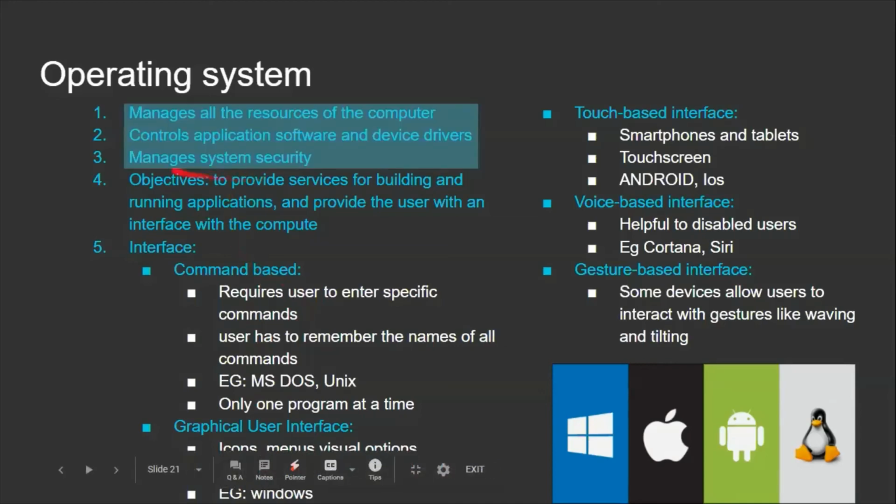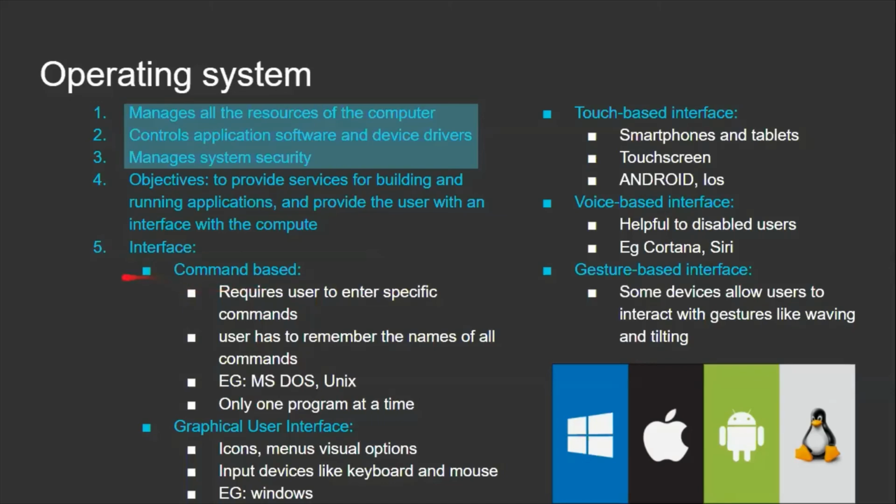The objectives of the operating system are to provide services for building and running applications and to provide the user with an interface with the computer. So what does the operating system do? It basically helps the user use the computer, the software inside the computer and the hardware. Otherwise, what is it? Just some machine which you can't do anything with if we don't have an operating system in it.